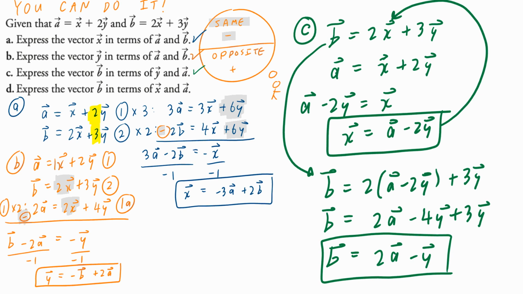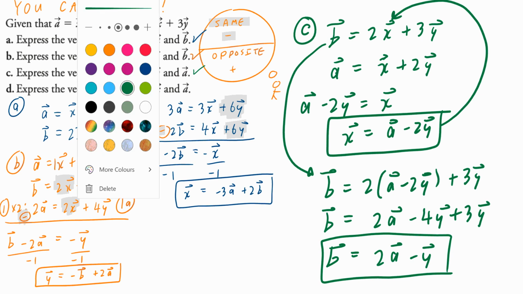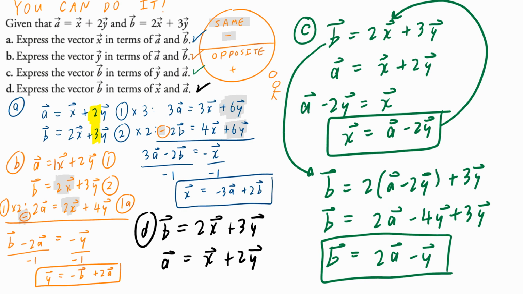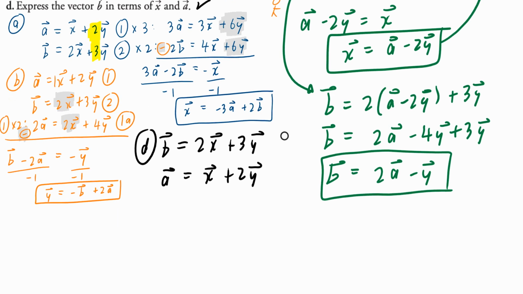Part D. Express the vector b in terms of vector x and vector a. So we're going to finish strong with a fourth color. Let's say we write this in black. Okay, here we go. So if you think about the given right now, again, b equals 2x plus 3 times y, and that's going to be part D. Now our goal is to express this only in terms of vector x and vector a. This means we don't want y. So we go back, a equals x plus 2y, and we're going to isolate for y.